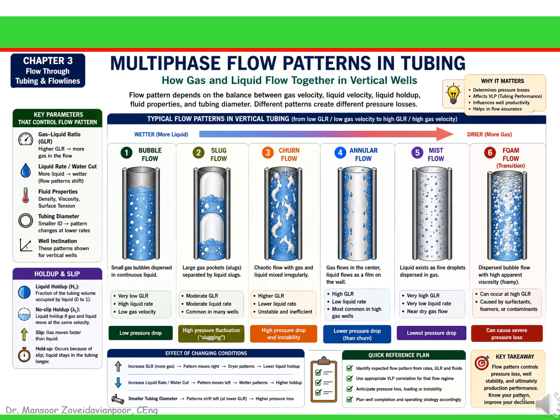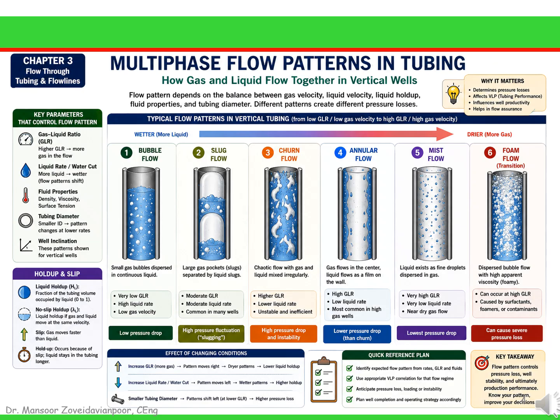With further expansion of the gas, the flow becomes churn flow, where gas and liquid move in a highly turbulent and chaotic manner. Pressure losses become difficult to predict, and the well may experience severe oscillations. Engineers generally try to avoid prolonged operation in this regime because it reduces production stability.